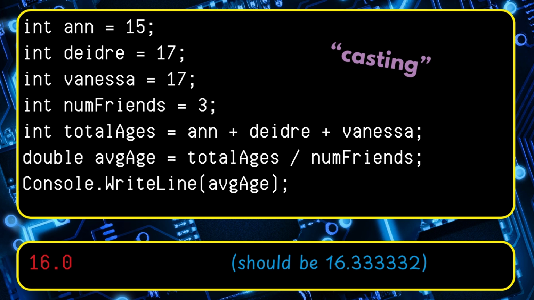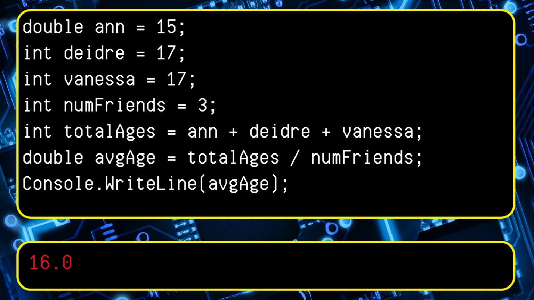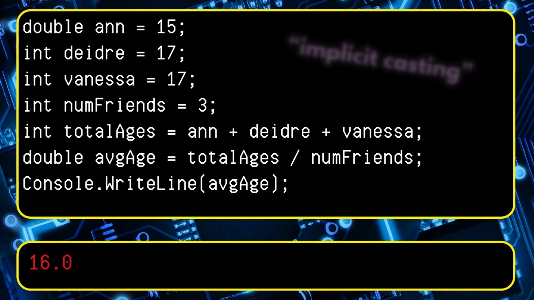Casting is when we convert a variable from one data type to another. I could just make a double variable and then assign the integer value to it. C# will make that conversion automatically by adding the 0.0 to it. This is called implicit casting because we didn't actually tell C# to do that.